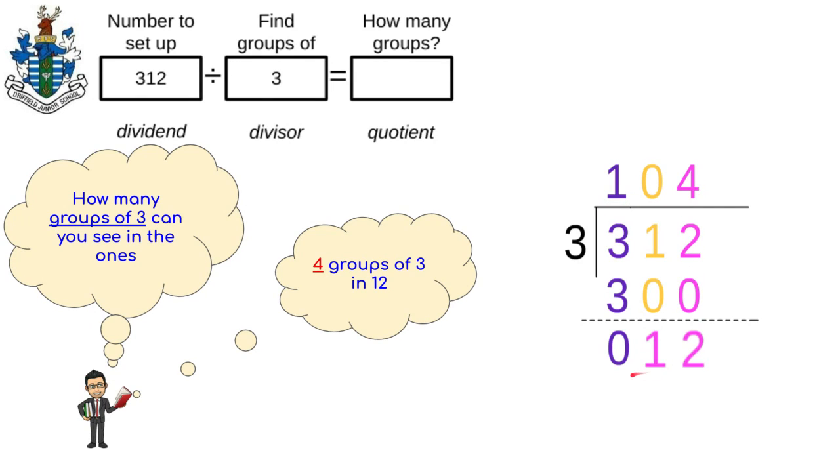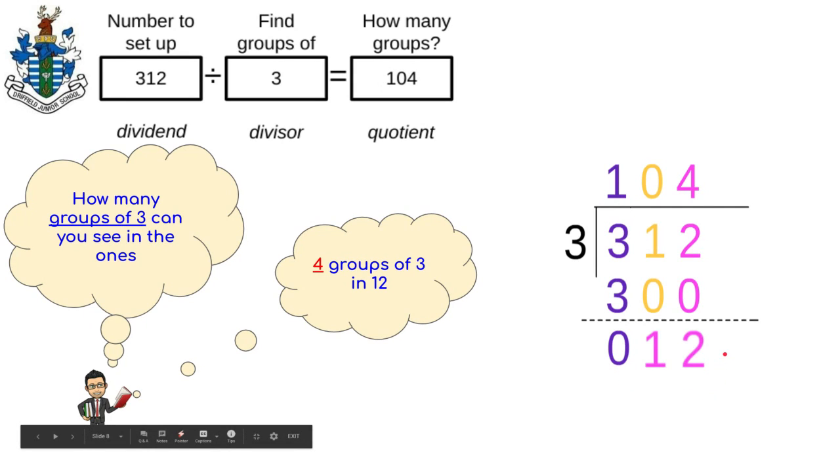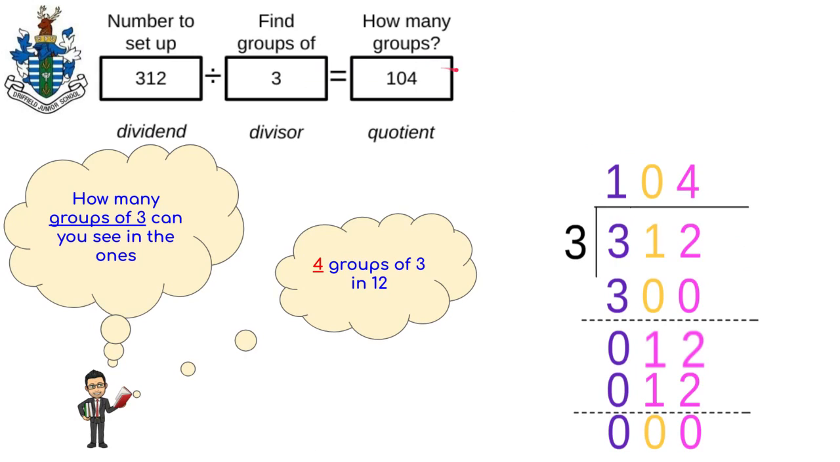Because it's repeated subtraction, we now subtract our 12, just to make sure. And we can see that we've got nothing left, so there's no remainder. So 312 divided by 3 gives a quotient of 104. That is the Year 5 repeated subtraction division method.